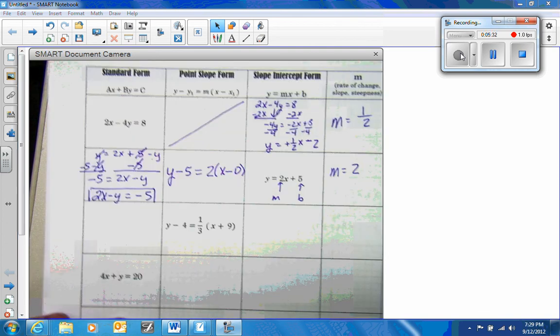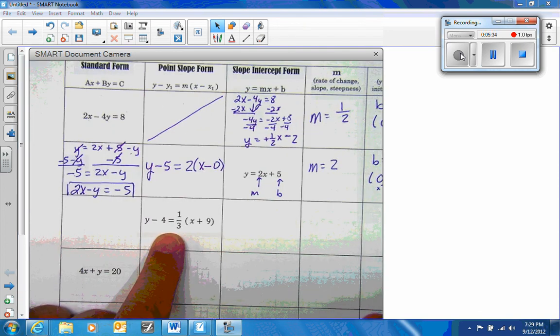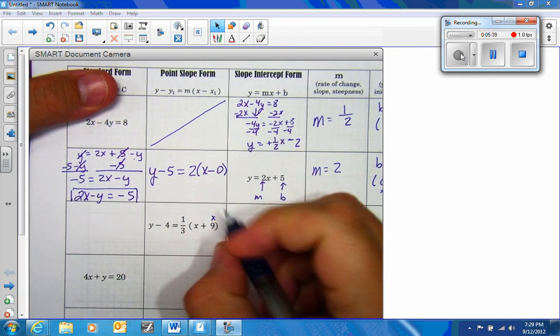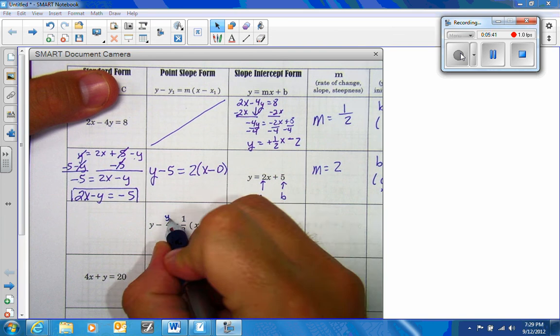Now, from here, from your point slope form, again, remember, this is your x1, this is your y1.